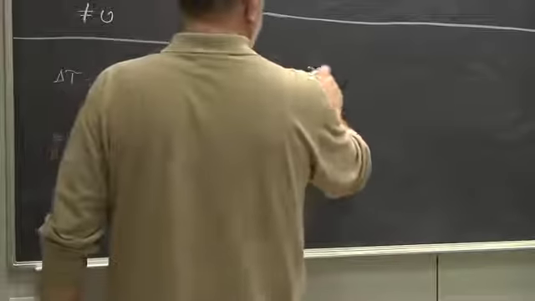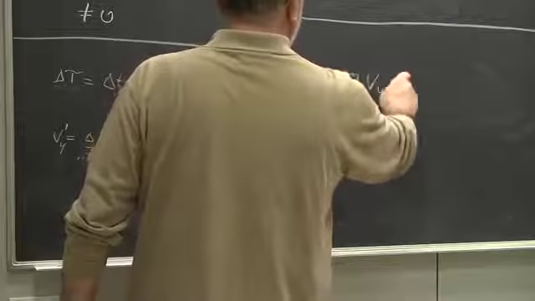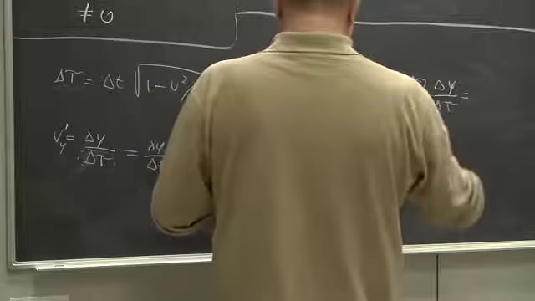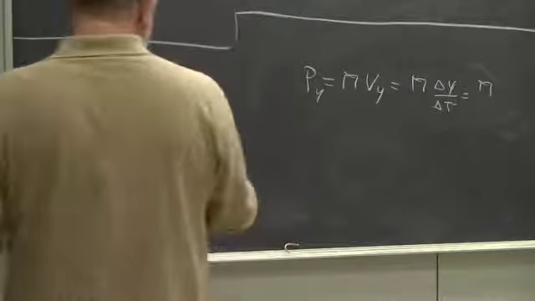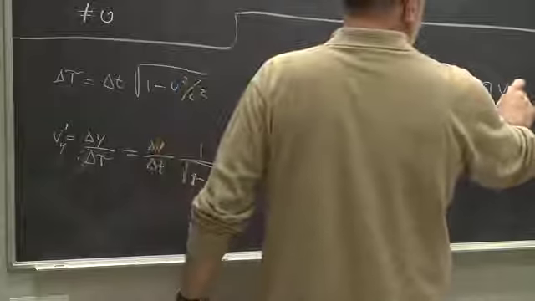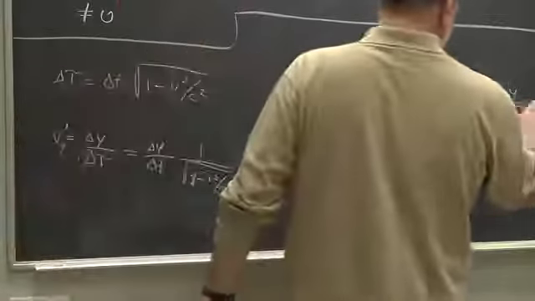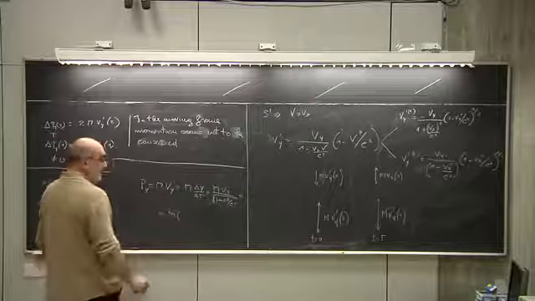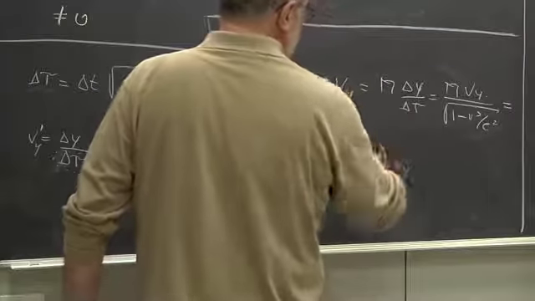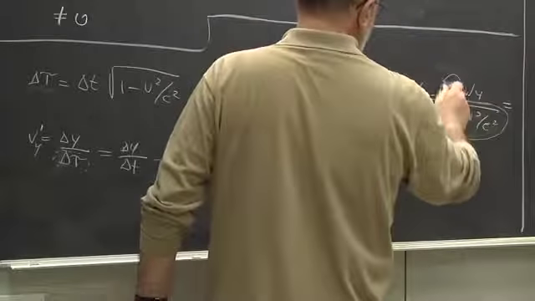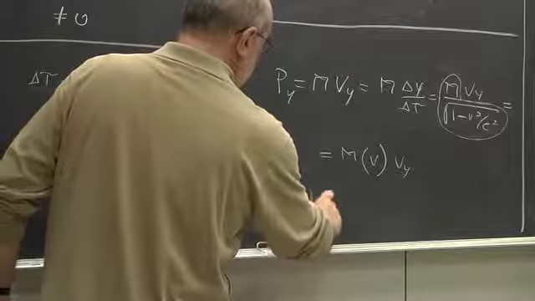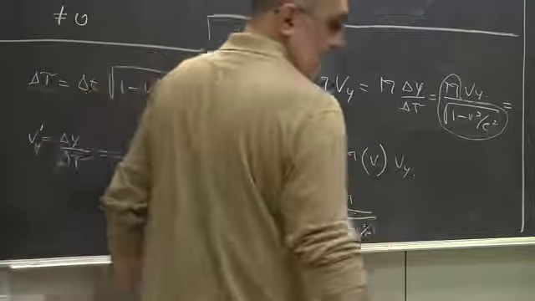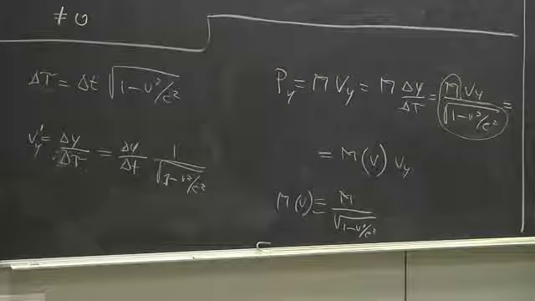So now, if we define the momentum as m Vy, what we get is m delta y over delta tau. This is m times the usual velocity Vy, but there is this correction factor, 1 minus v squared over c squared. Sometimes people indicate this by saying the mass depends on the velocity, with this factor. We call it mv, and we define it as m over the square root of 1 minus v squared over c squared. Is this clearer? Okay.